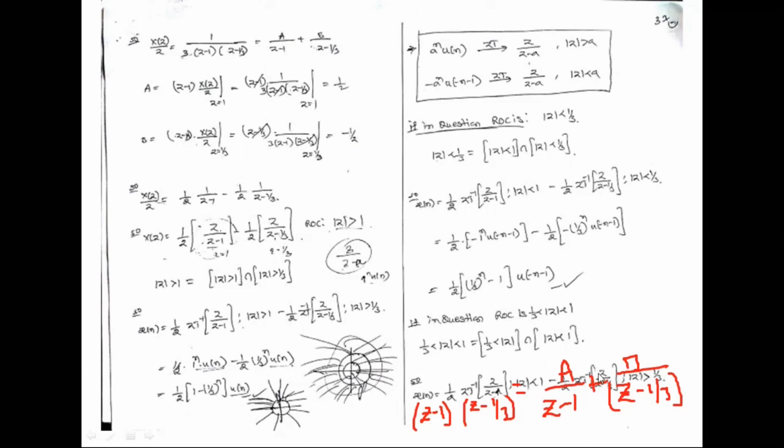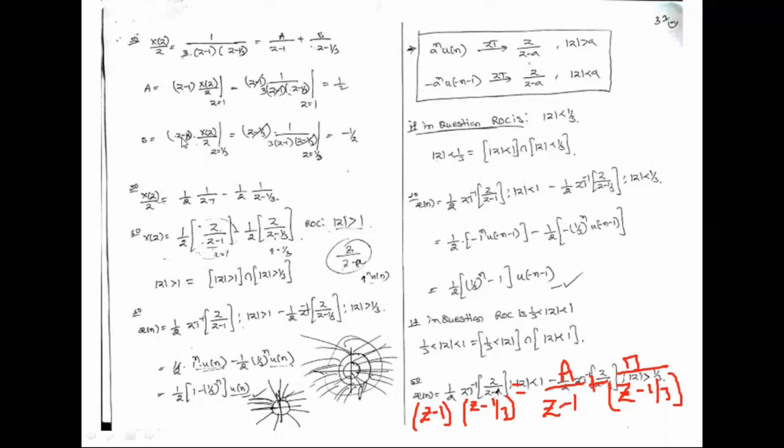To find the a and b values, you can compare the z coefficients, or directly substitute. Multiply z minus 1 with the total function we have. X of z by z is 1 by 3 into z minus 1, z minus 1 by 3. Z minus 1 and z minus 1 get cancelled. You can substitute z equal to 1 in this function. So 3 into 1 minus 1 by 3. So take 3 minus 1, that is 2, and the 3 gets cancelled. So 1 by 2 is the value of a.